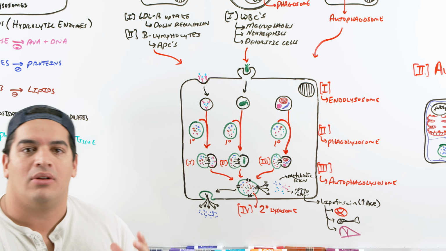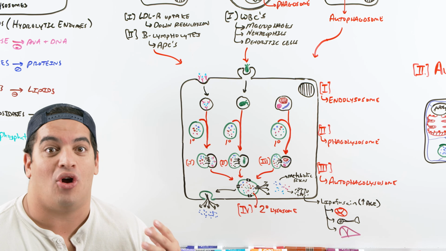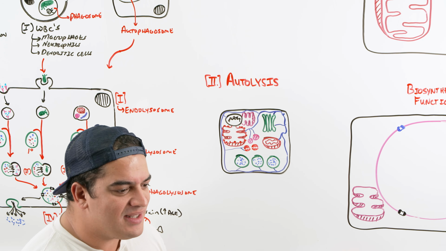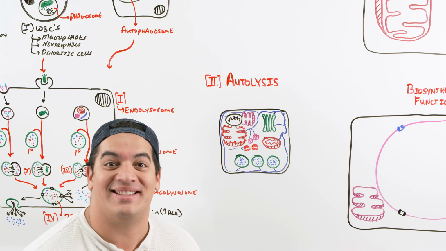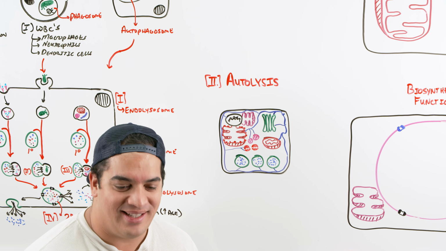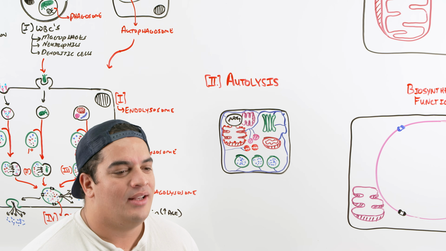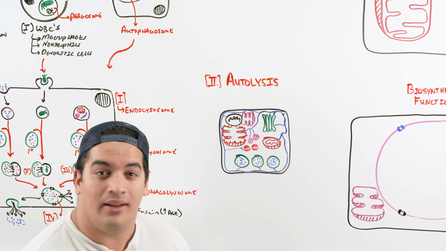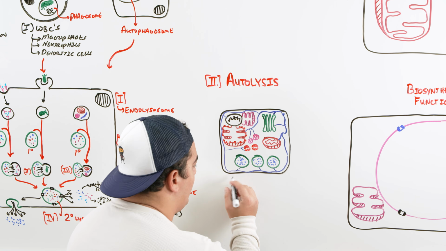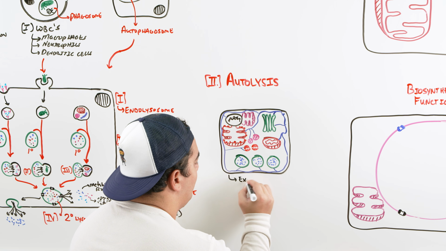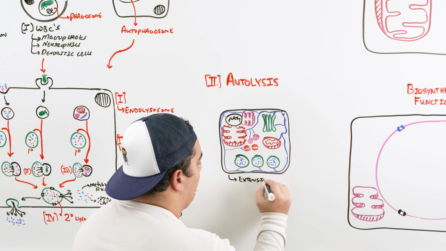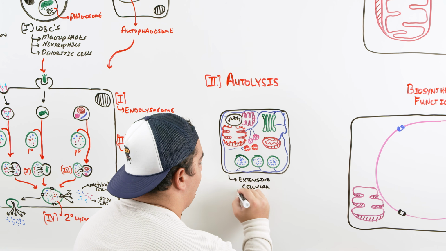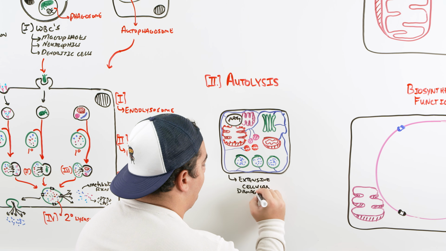The last particular function that we have to talk about for lysosomes is called autolysis. All right, my friends, last part is autolysis. So basically this is where the cell eats itself. It's essentially what it is. So autolysis is where the cell is literally eating itself. What happens is usually you have such extensive cellular damage. So let's say that this cell has gone under extensive cellular damage, beyond repair.